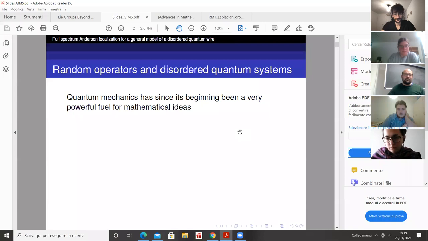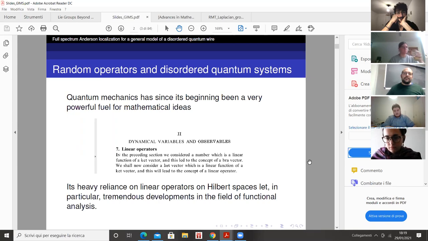Okay, so quantum mechanics has been a very big motivation for mathematicians to push the boundaries of mathematics since the beginning, and this is especially true for functional analysis, that is the most used mathematical setting for quantum mechanics nowadays. So here you see the beginning of the second chapter of the famous book by Paul Dirac, about linear operators, which you have probably encountered in a course of functional analysis.